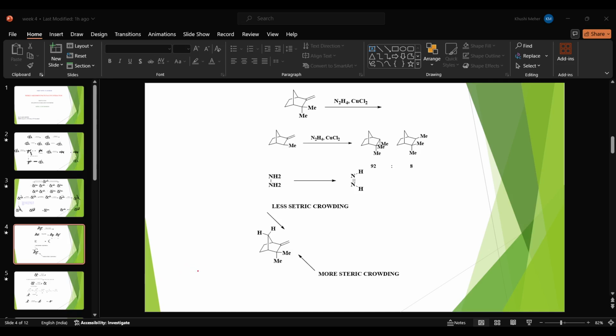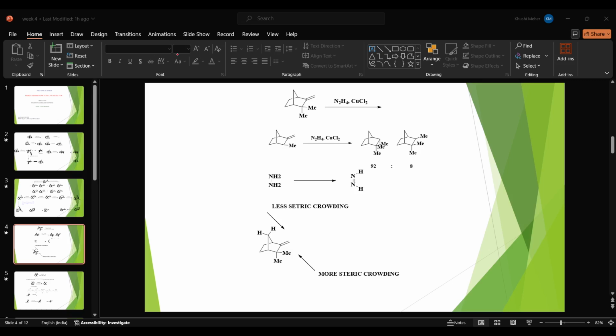Clayden's book, the new version, you will get better orbital diagrams compared to the first edition. The second edition is good for orbitals only, but for other things the first edition is good. For orbital interactions, the second edition will be good. In that particular case, you will see whether this bromine is at 180 degrees or elsewhere. Then only our elimination will happen.